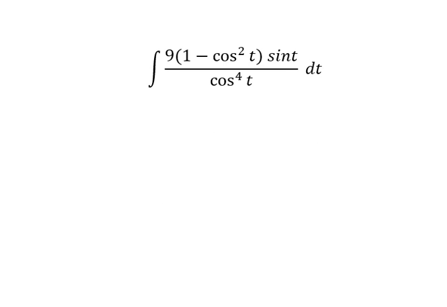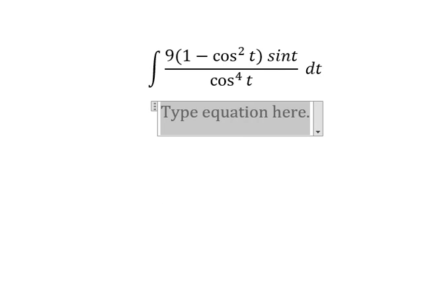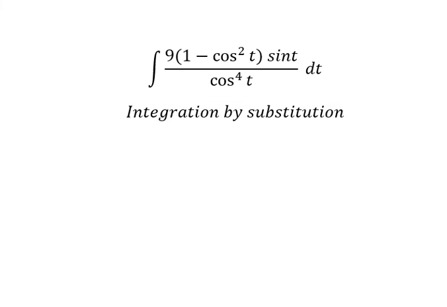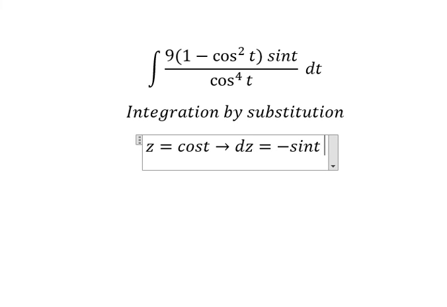Next, we need to use integration by substitution. So I will put z equals cosine t. And later, we need to do first the derivative for both sides. And we have negative sin t dt.